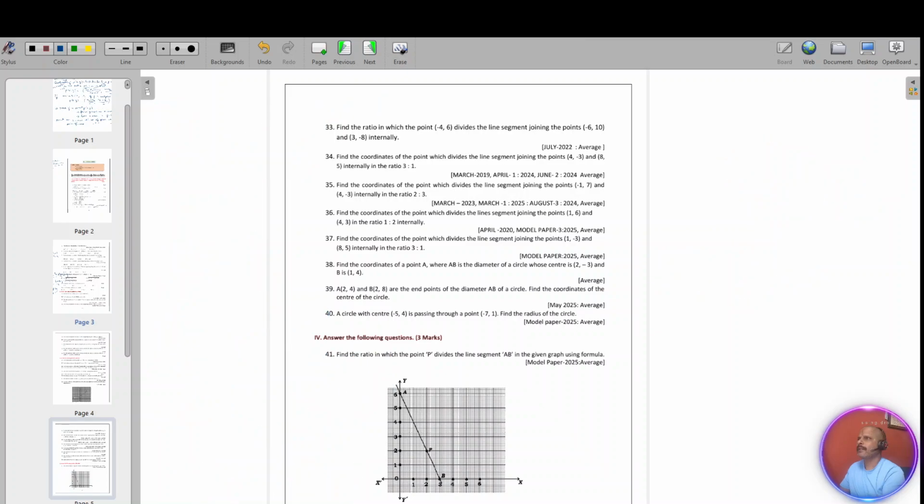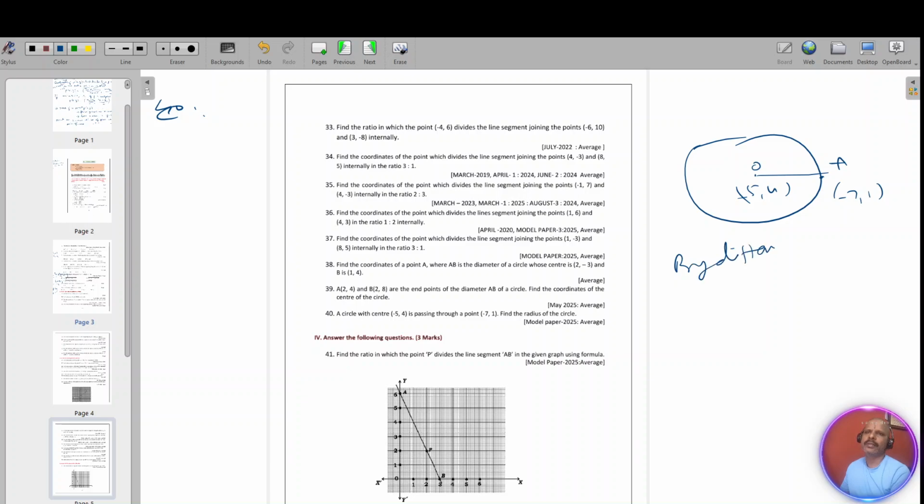40th. A circle with center (minus 5, 4) means draw a circle and mark this as the center, passing through a point on the circle, (minus 7, 1). Find the radius of the circle. So OA. You apply the distance formula, and you get the answer. The distance formula between these 2 points, minus 5 comma 4 and minus 7 comma 1.